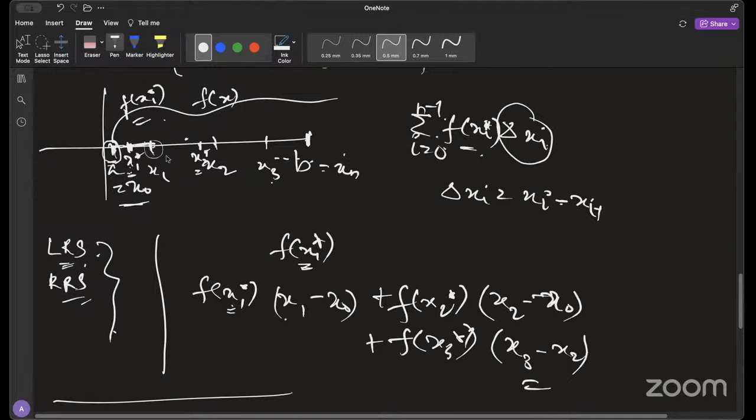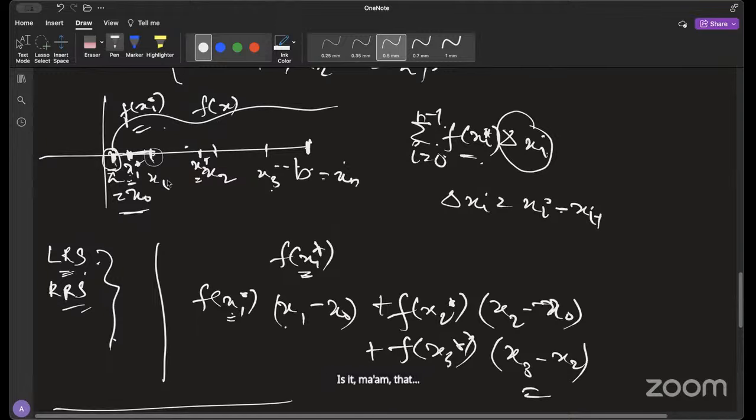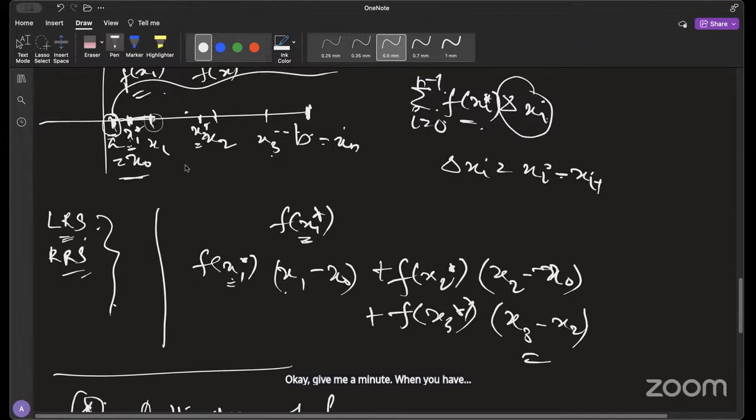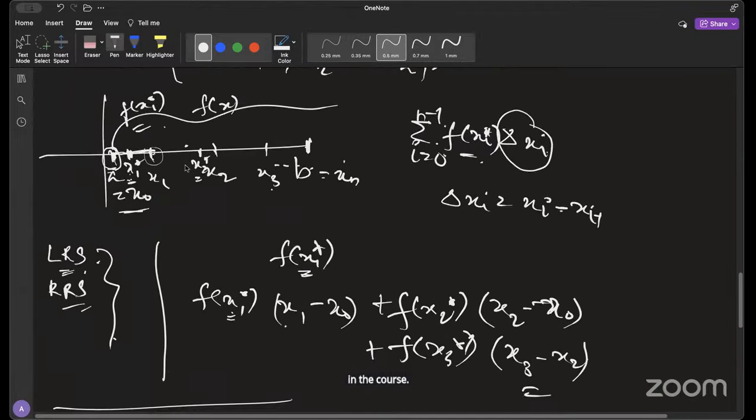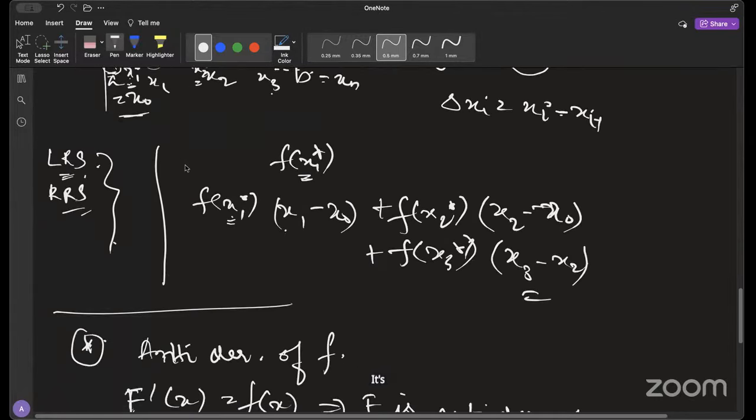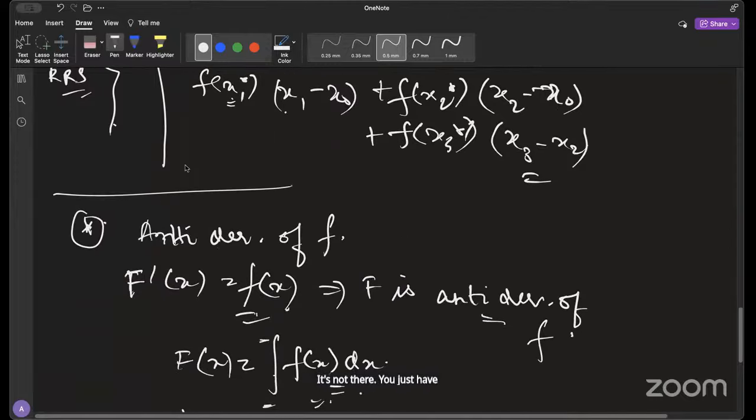Give me a minute. Is Riemann integration there in the course? No, ma'am. It's not there. You just have Riemann sums.